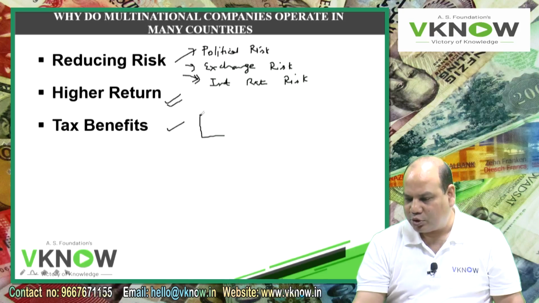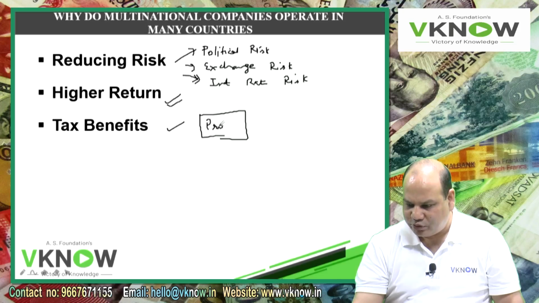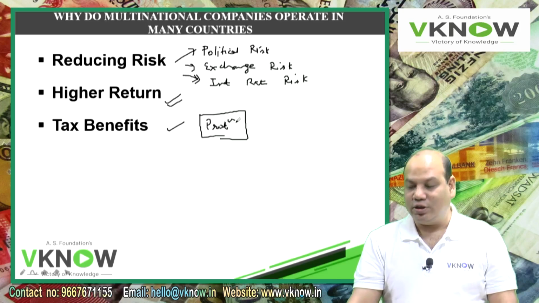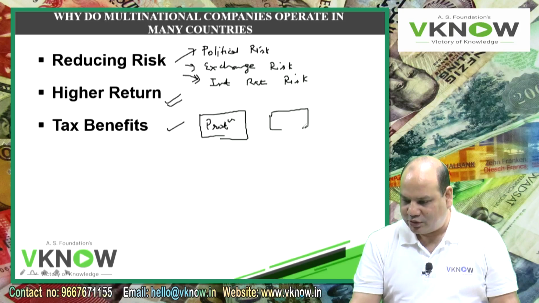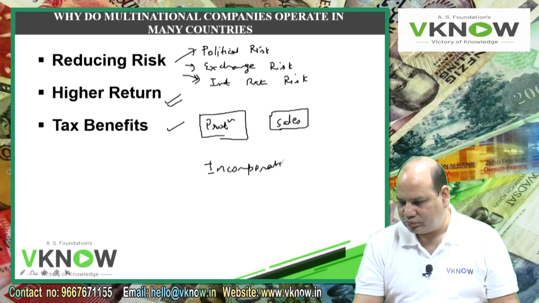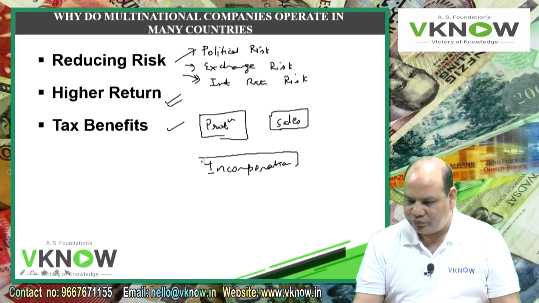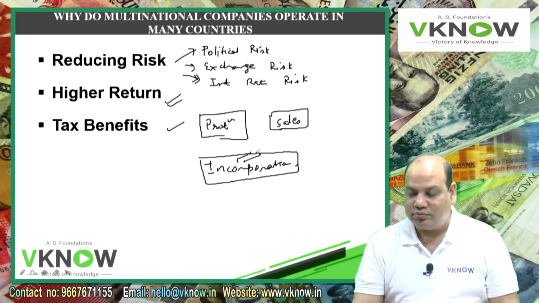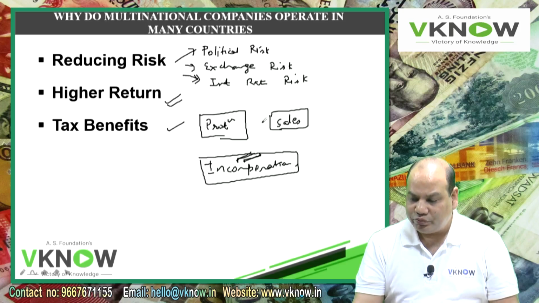So they will set up a production facility in one country, sales in another country, incorporation in some other country, and this way they are able to minimize their global tax liability. So they might incorporate themselves in some tax haven like Bermuda Island, Panama Island. They'll set up production facilities in those countries which don't have a lot of GST or input taxation, and then they will book the sale through some country which has lower taxation. This way they minimize their global tax liability.